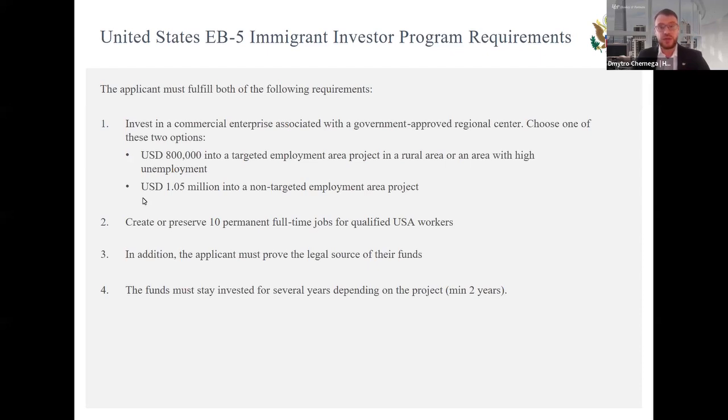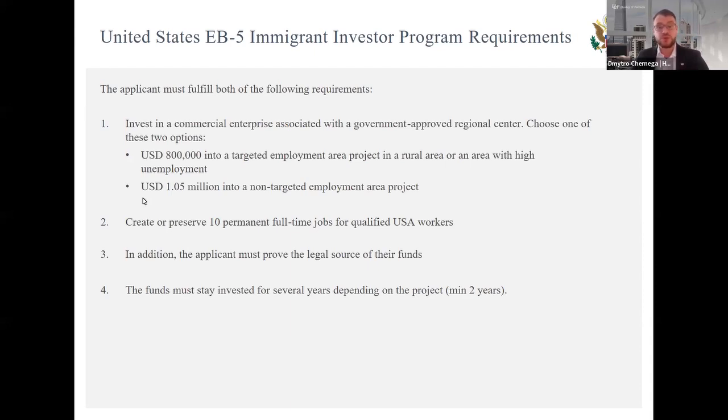$1,050,000 in a project located in a non-target employment area, and also create at least 10 full-time jobs for US workers. This combination of investment with job creation makes EB-5 a unique program, as it directly supports the US economy and provides a reliable residency route for the investors. Of course, the funds must come from a 100% lawful and transparent source.